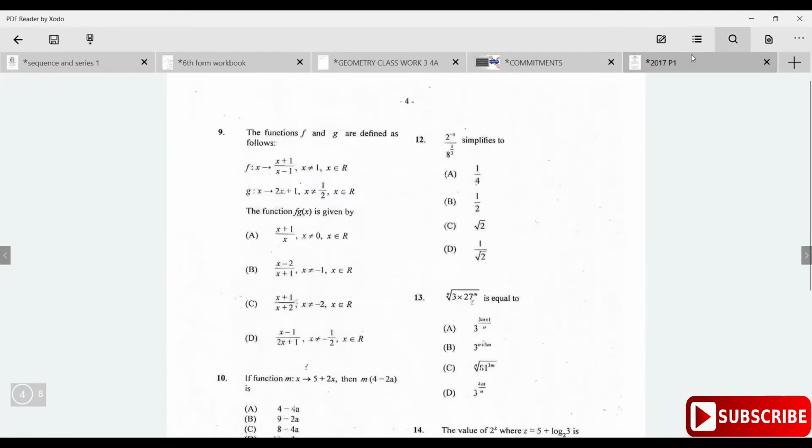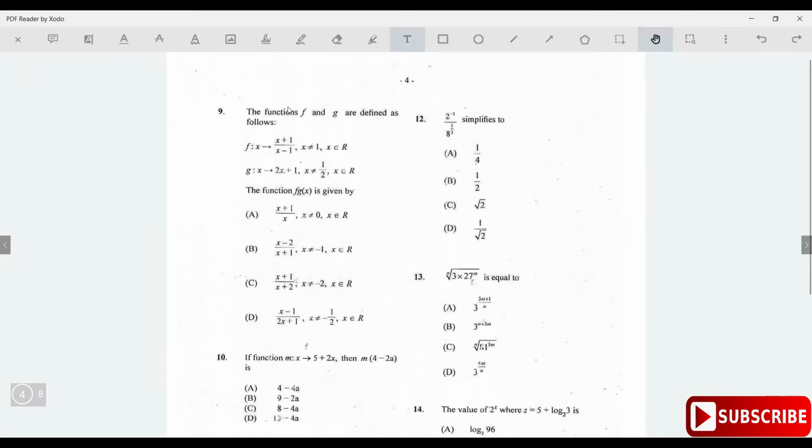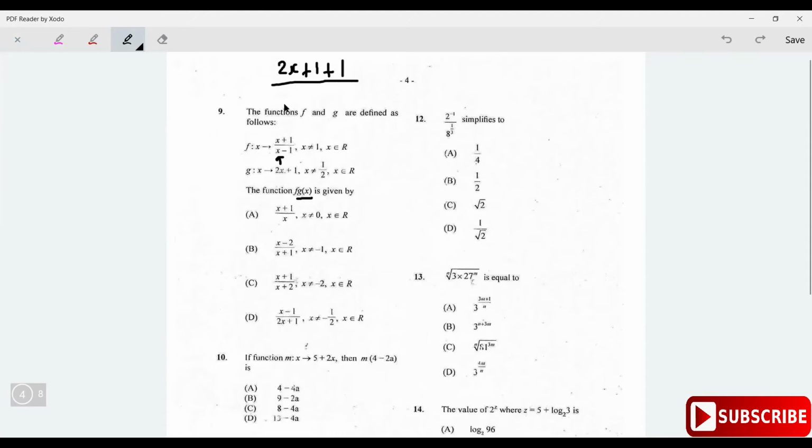All right. The next question says, f and g are defined by f of x is this and g of x is this. Find f g of x. To find f g of x, all you need to do is plug g of x into f. So where x is, you replace it with g of x. And so it's going to become 2x plus 1 plus 1, divided by, plug g of x right here, 2x plus 1 minus 1.